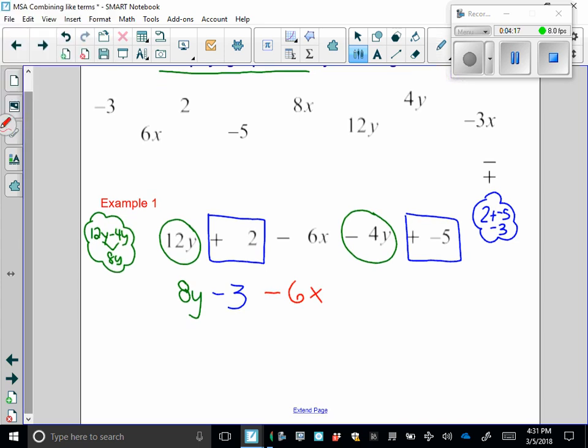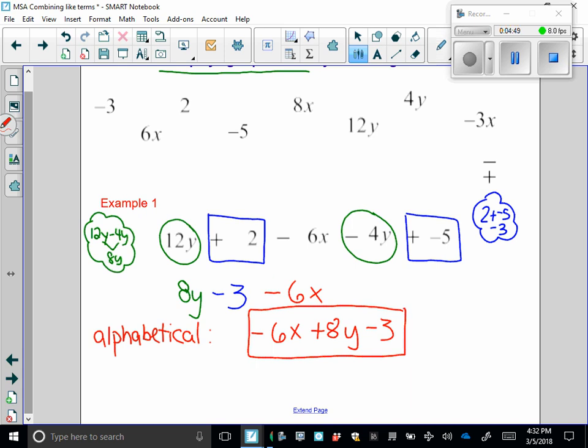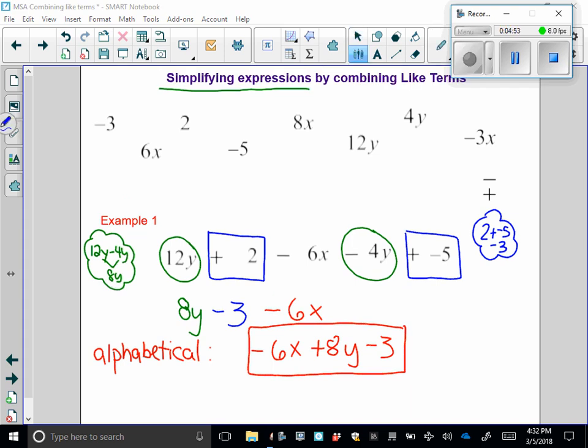But usually we arrange it alphabetically. The reason we do that is it makes it easier to compare answers. So -6x plus 8y, because that 8y is positive, minus 3 is the simplified expression. That's not to say that the other expression is incorrect. They're both considered simplified, but the alphabetical is what you will see in most answers, because it's easier for everybody to check their work with one another if they all agree on an order.